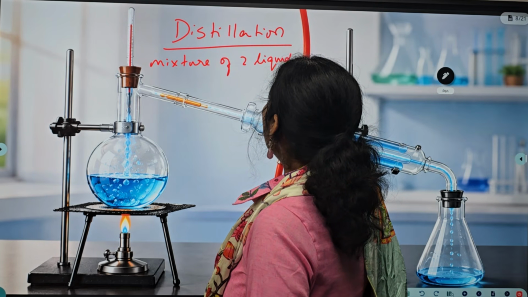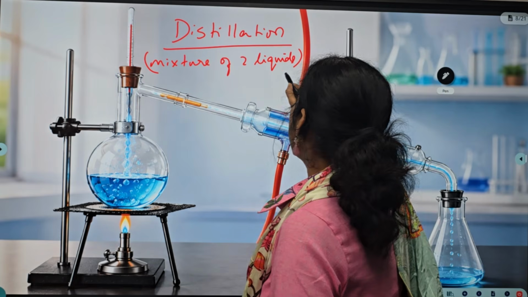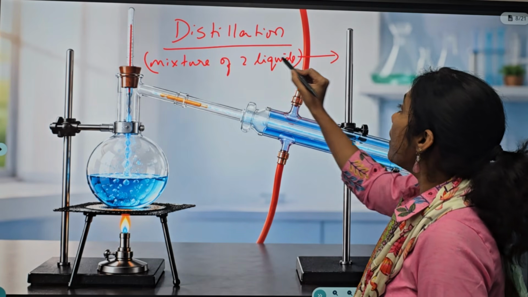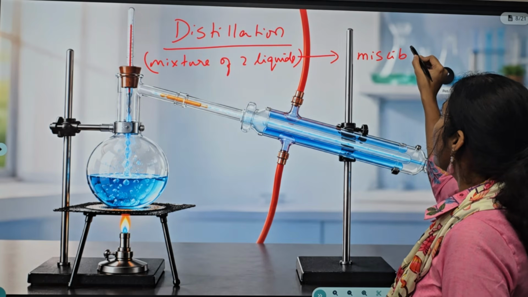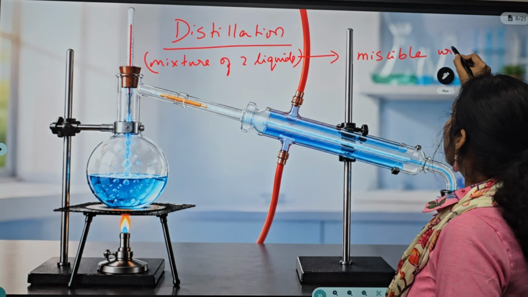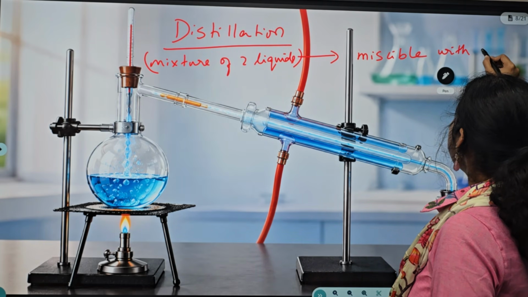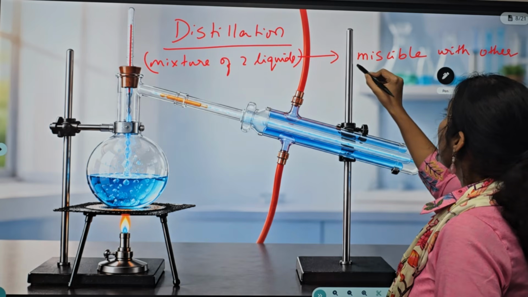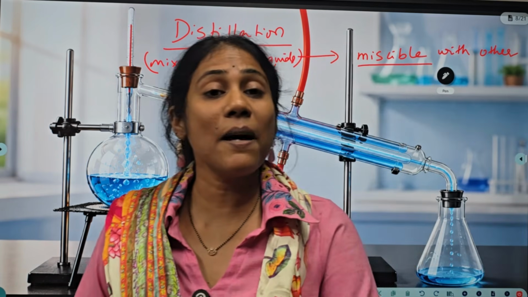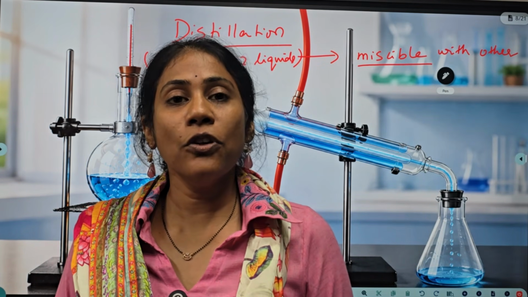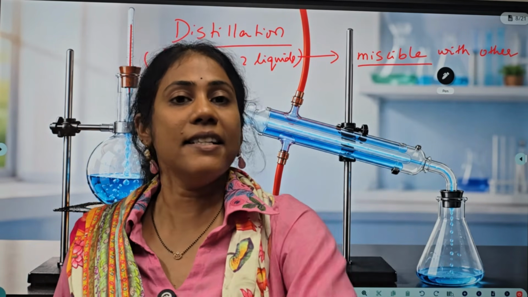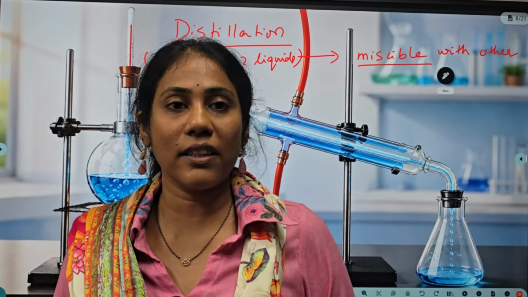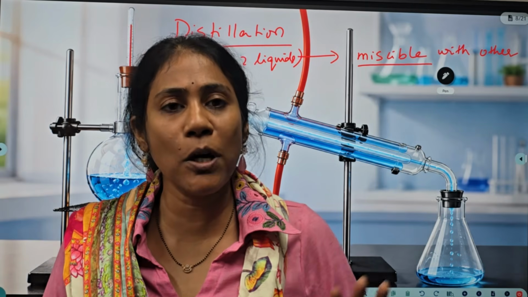So when two liquids are mixed with each other, those mixtures must be miscible with each other. What do you mean by miscible with each other? They nicely get mixed up with each other, combined very well, so complete uniformity is there.